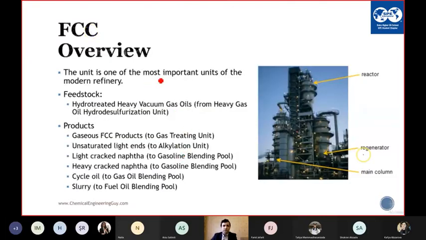So the unit is one of the most important units of the modern refinery. Why? Because it produces the gasoline, and this adds the essential value to the refinery. Feedstock products, we talked about this one, and here you can see that the reactor, the tallest one, and you have the regenerator here, and you have the main column, stabilizing column.